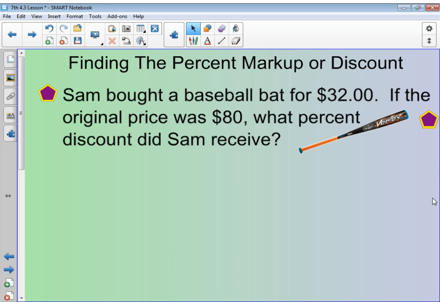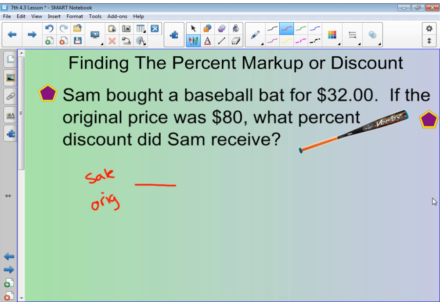Okay, so based on the information that we had done previously, there's a couple different ways that you can do this. We can go through and set this up as a proportion. So when we did our proportions, remember this was always our sale over our original. And normally we would put percentages in here, and then in the back half we would put our actual information. So here he bought it for $32. That was the sale price. And the original price was $80. So they want us to figure out the percent discount that Sam received.